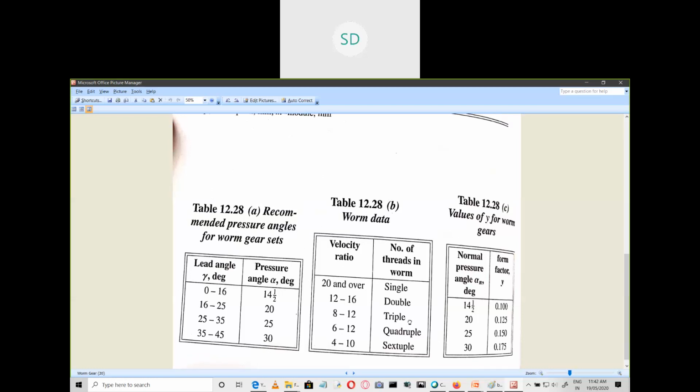Next, the value of y for worm gears. You can directly select the value of y factor here. For earlier design of spur gear, helical gear as well as bevel gear, you needed to find the value of form factor using the number of teeth, either the actual number of teeth or virtual number of teeth. Now in this case, you can directly select the value of y based on normal pressure angle. To get this normal pressure angle from the pressure angle, you have one relation. You just check it. How to calculate the alpha n?